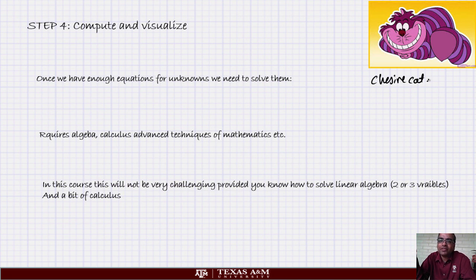I don't know whether you know about this Cheshire cat. It's kind of an interesting thing. It looks kind of easy, but it could be kind of difficult to grab hold of. Okay. This computation requires you to know algebra, calculus, and various ideas in mathematics. Luckily for us, in this course, we will need only limited aspects of algebra and limited aspects of calculus. Okay, so that's all we will need to know. Not a whole lot. So our computation step is actually easy.